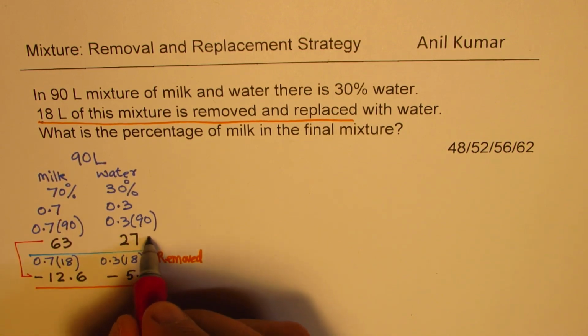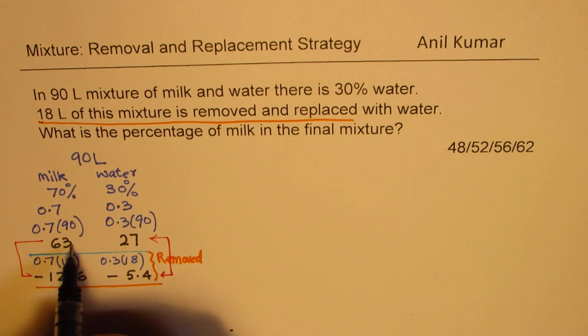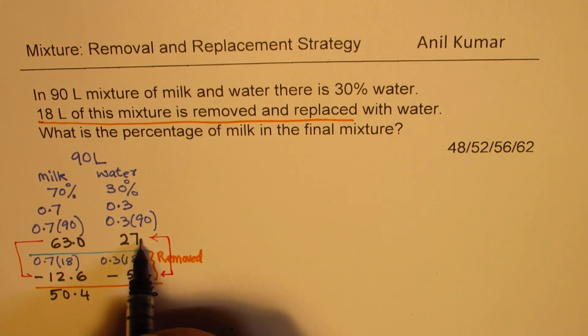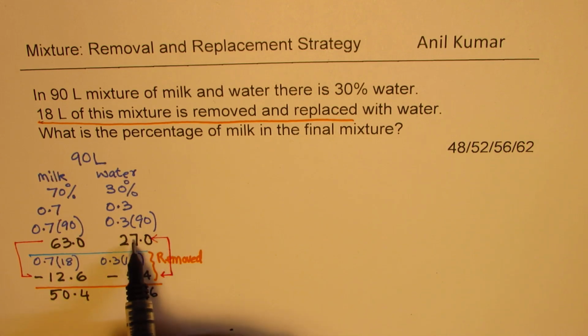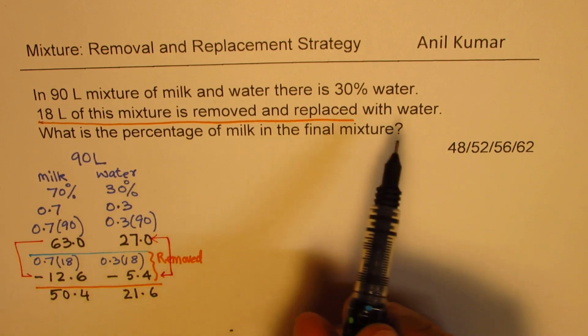We take the difference of these two and also the difference of these two to know how much is the water remaining and how much is the milk remaining, right? So when you do the difference, you get 0.4, borrow from here, 50.4. These are only the steps to understand the whole thing, right? Here we have 0.6, right? So 27.0. So we borrowed 6 here, so we get 21.6 as the water element in this container after you remove 18 liters.